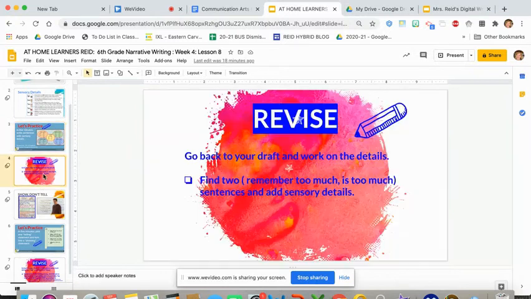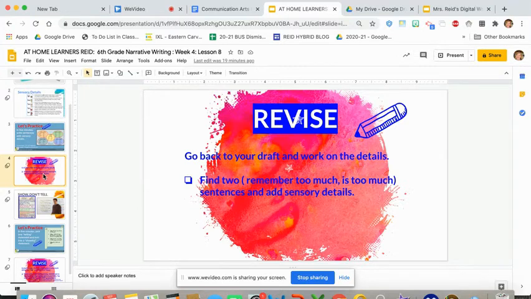And then lastly, you're going to go back to your revision. And I only want you to find two sentences to revise and add sensory details. Because remember, too much is too much. So only do two. Having a little fun with that. Anyway, so I want you to actually go back, revise for sensory details.